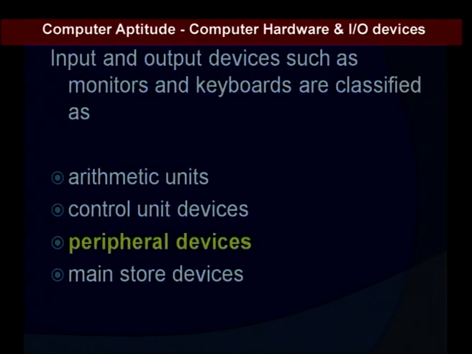Input and output devices such as monitors and keyboards are classified as peripheral devices. Input, output devices and peripheral devices are also there. What do peripheral devices mean? Keyboards and monitors, these are connected to the computer. That is why we call them peripheral devices.